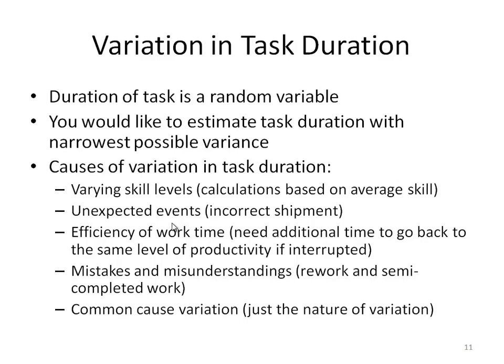The duration of a task is a random variable, and usually to estimate task duration, you would like to be within the narrowest possible variance that you can. But why do we have variation to begin with? The reason for variation actually depends on the varying skill levels between the different personnel. And usually, if we need to calculate the duration based on the skills, we calculate it based on average skill.